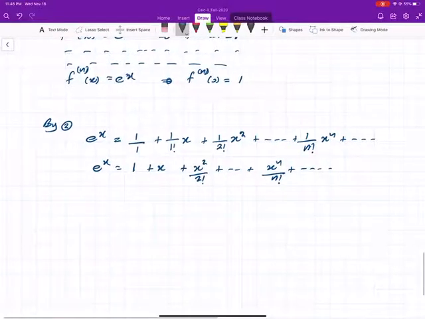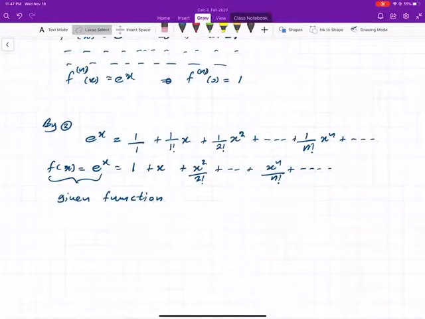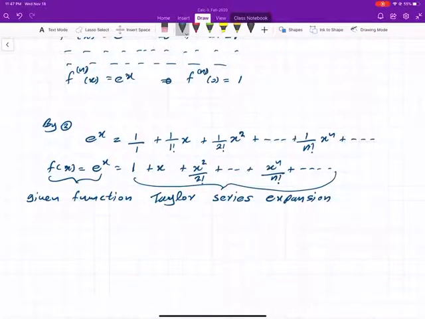Alright, so this is the Taylor series expansion of e to the x. That is the given function. This is the Taylor series expansion at a equals 0. All right.